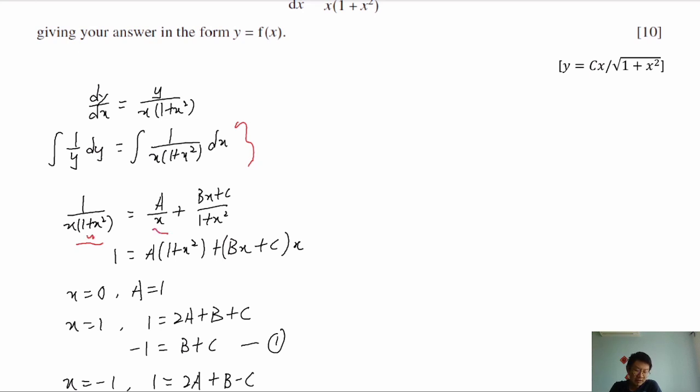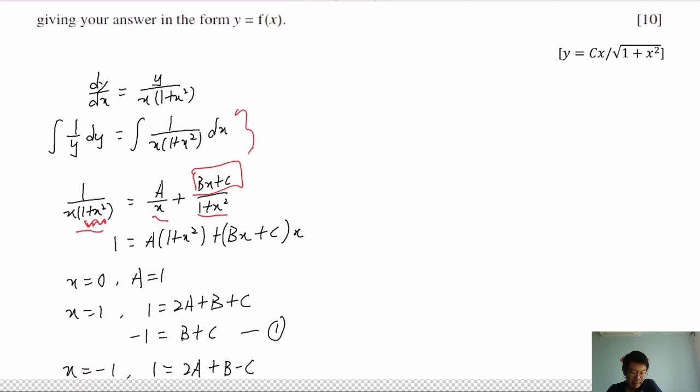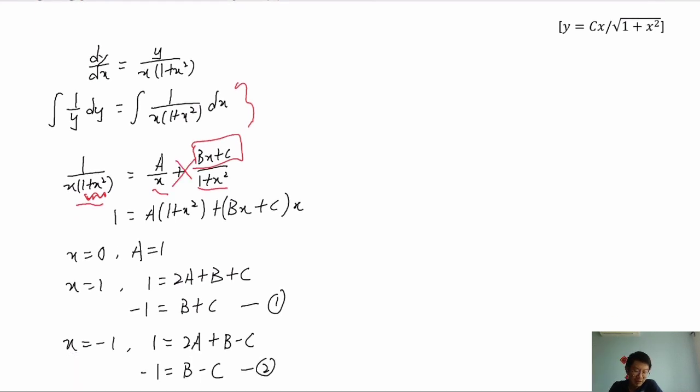And another one, because the factor that we have here is 1 plus x squared, which cannot be factorized into linear factors. So that is a quadratic factor. If we have a quadratic factor which cannot be factorized, our numerator must be linear. This is why we put Bx plus C as our numerator for the 1 plus x squared.